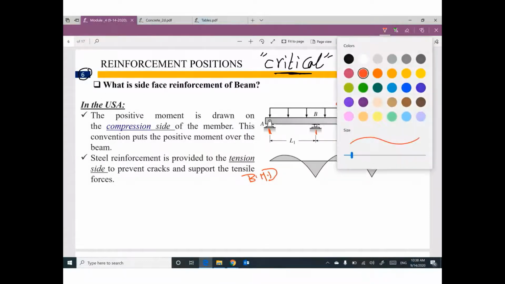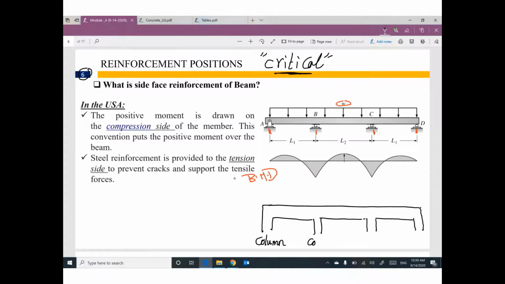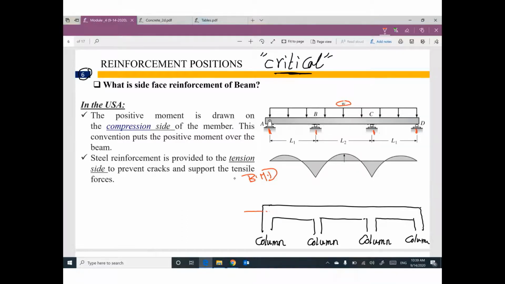This beam in real life looks like this. This is a column. We have another column, which is called a support. We have another column. This is a real beam, and this beam has a center line at the mid thickness.